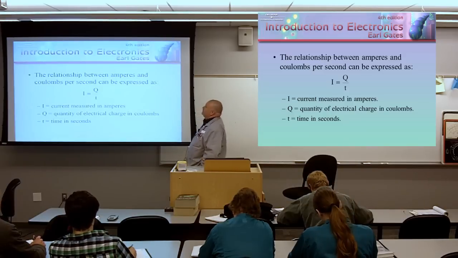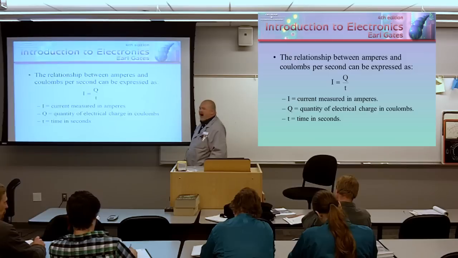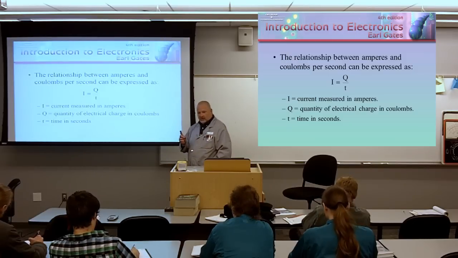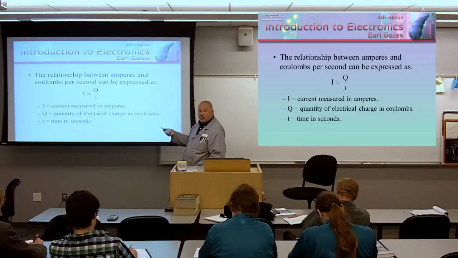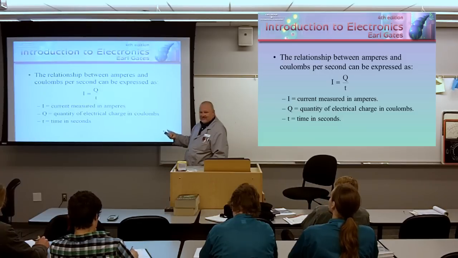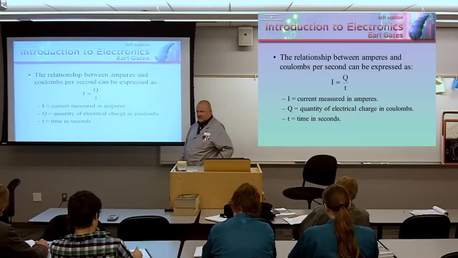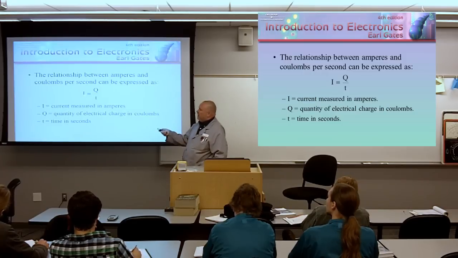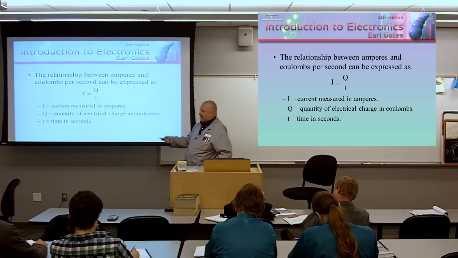The relationship between amperes and coulombs per second can be expressed as I, which is current, is equal to Q, charge measured in coulombs, divided by T, time measured in seconds. So what we're saying here is 1 amp or ampere is equal to 1 coulomb per second.